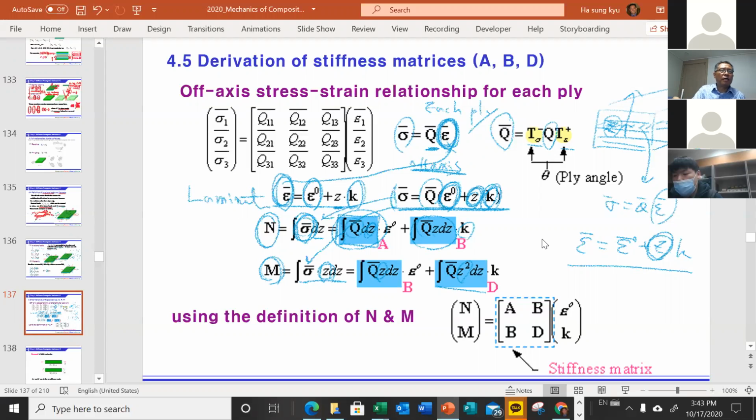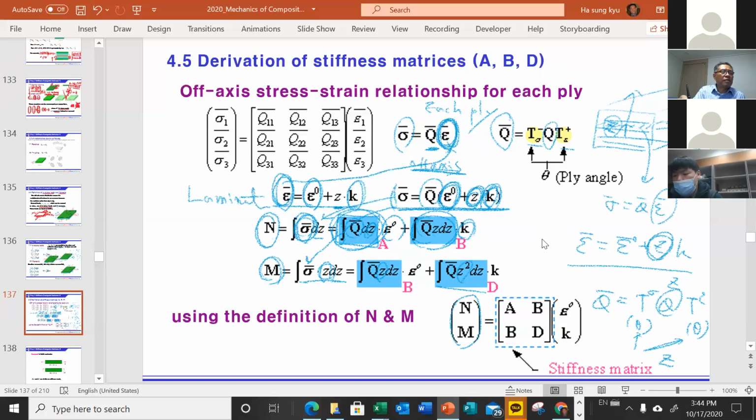Q bar, by the way, you remember all the derivation we have, sigma equals Q, and this is the T epsilon, and this is a function of theta, and this is all a function of Z, right? And Q is also a function of Z. So certainly Q bar is a function of Z, and we need to integrate. But the important point is that epsilon 0, the in-plane strain, and curvature are constant over the z-axis.